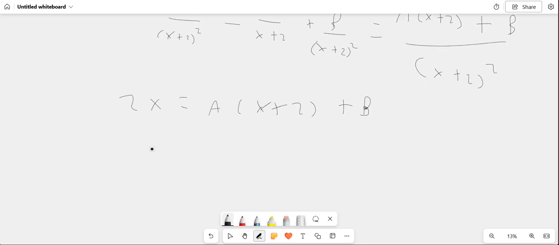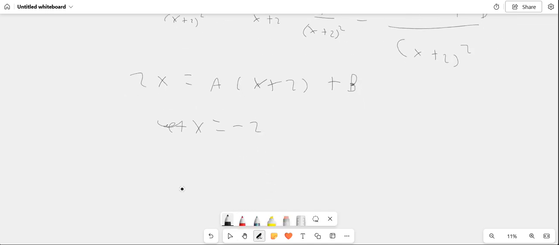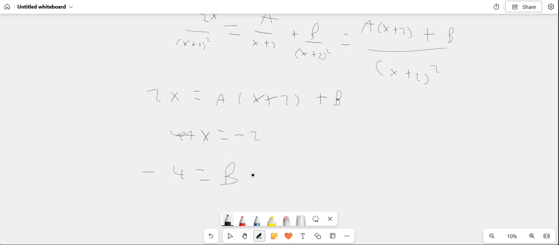Let x equal -2 then. That's the only thing we can really work with here, the only bracket we have. So let x equal -2, we've got 2 times -2, which is -4. That bracket becomes 0 and we're just left with b. So -4 is equal to b.